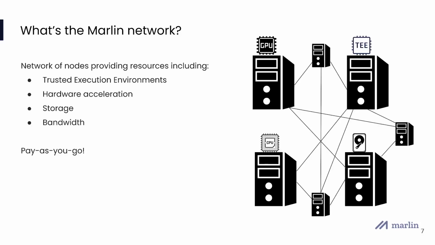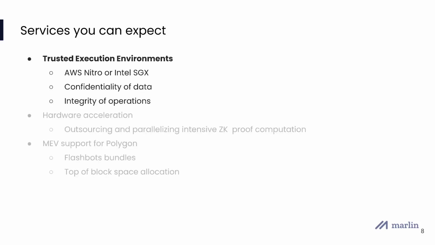Marlin, in short, is a network of nodes that make their hardware resources available to users under a pay-as-you-go model. These resources can include anything from a vanilla service to trusted execution environments like Intel SGX or AWS Nitro Enclaves, GPUs or even FPGAs for hardware acceleration of, say, ZK proofs, or storage and bandwidth for caching.